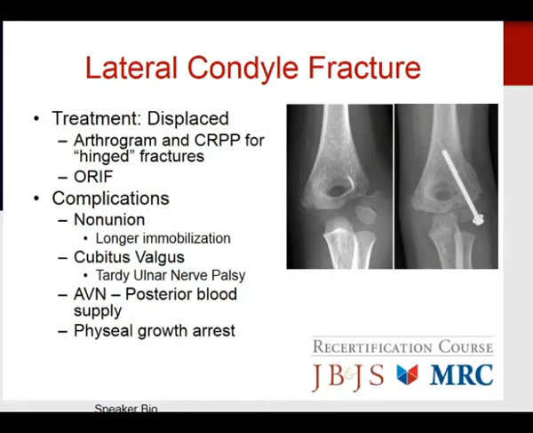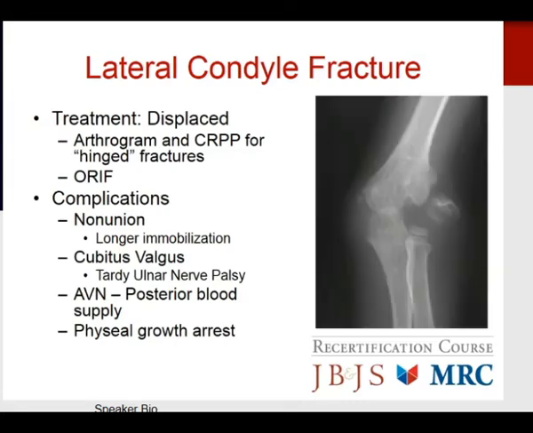This fracture is interarticular, and one of the primary goals is to obtain a congruent articular reduction. Fixation can occur either with pins or with a screw. Potential complications include non-union, and again, this requires longer immobilization, as well as a risk for cubitus valgus and a subsequent tardy ulnar nerve palsy.